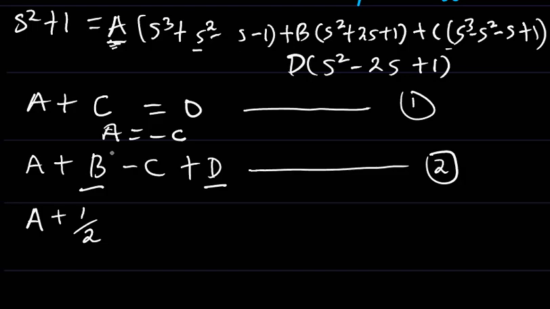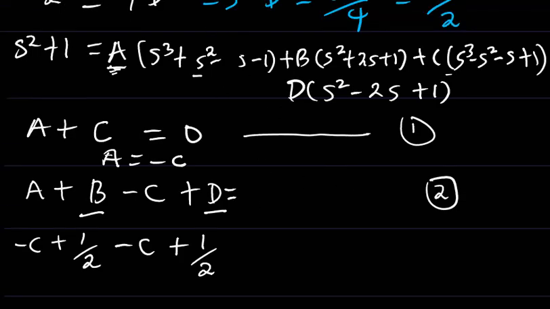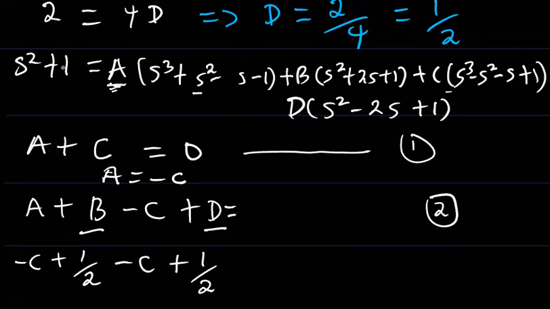Okay, let's do it this way. A is minus c. Let me just change this to minus c. Since A is minus C, then of course minus C again, plus of course D, which is 1 over 2, is equal to... I've not even put the value for the left hand side. The coefficient of s square at the left hand side is 1.